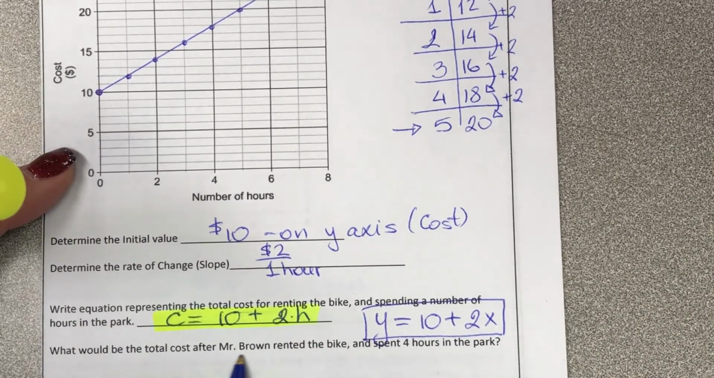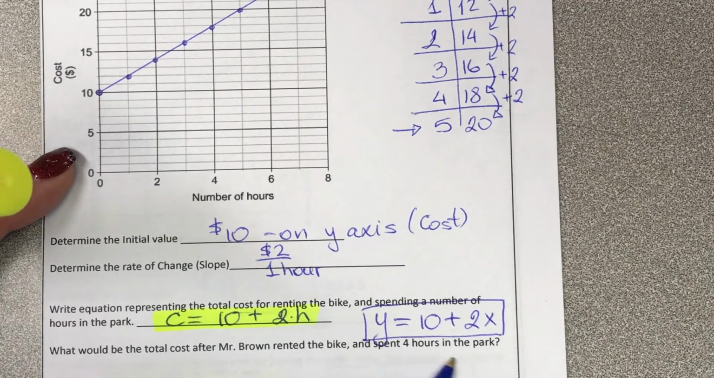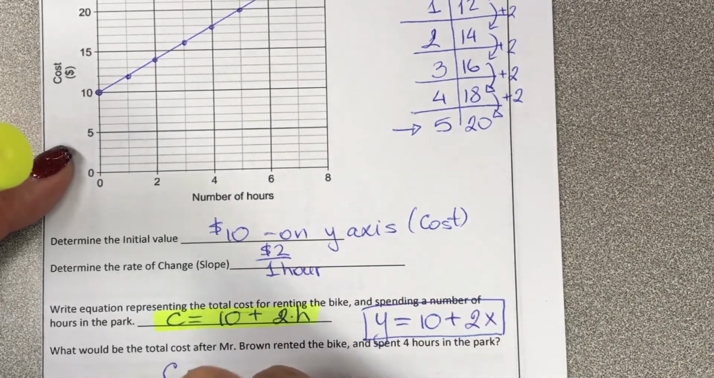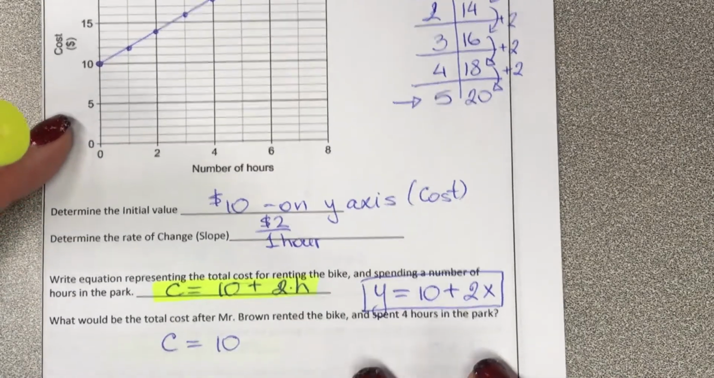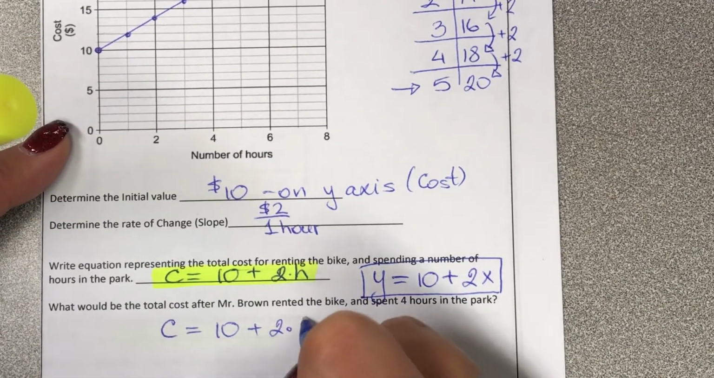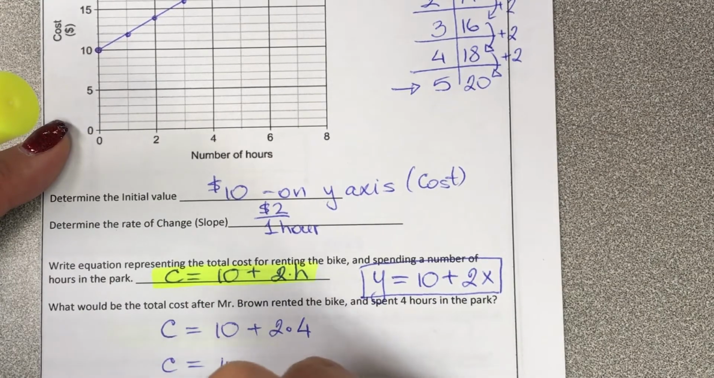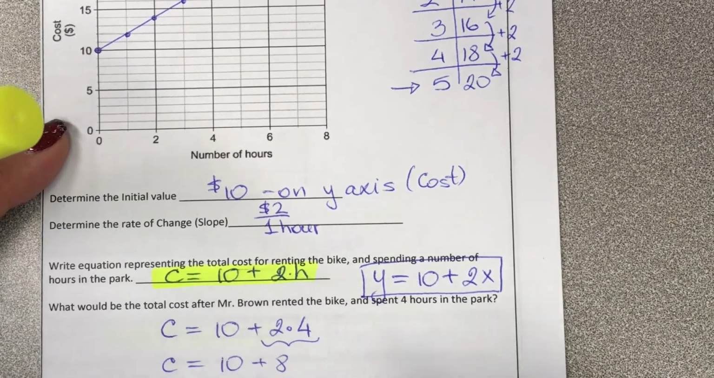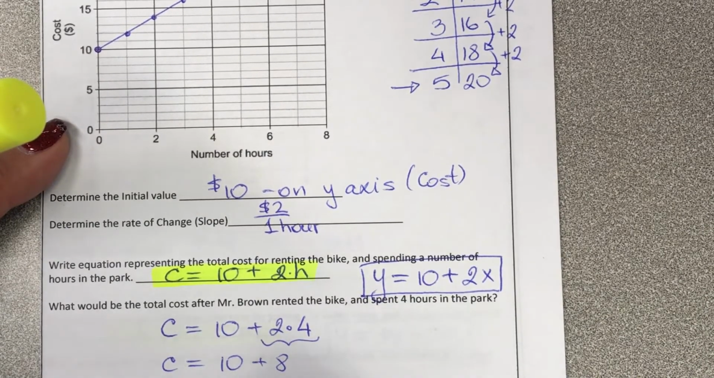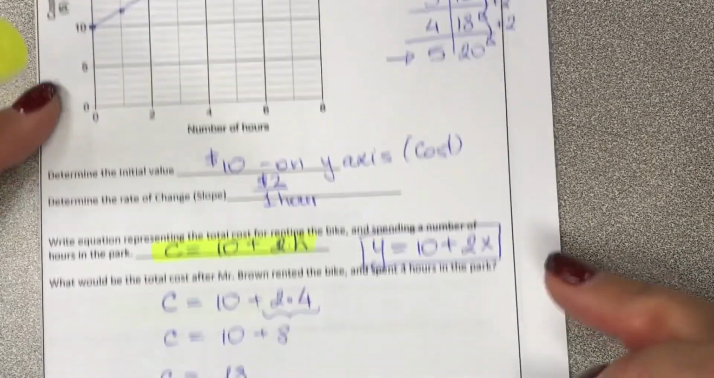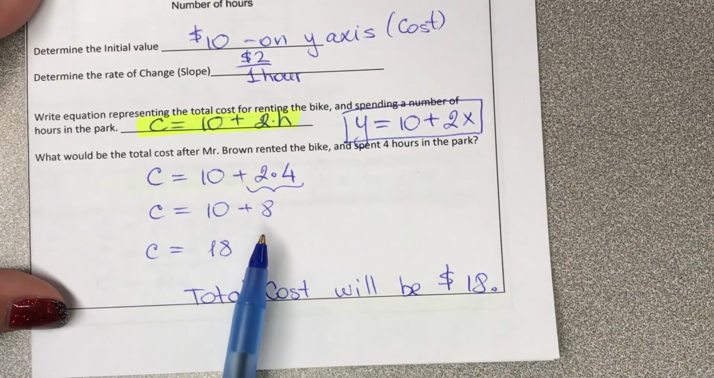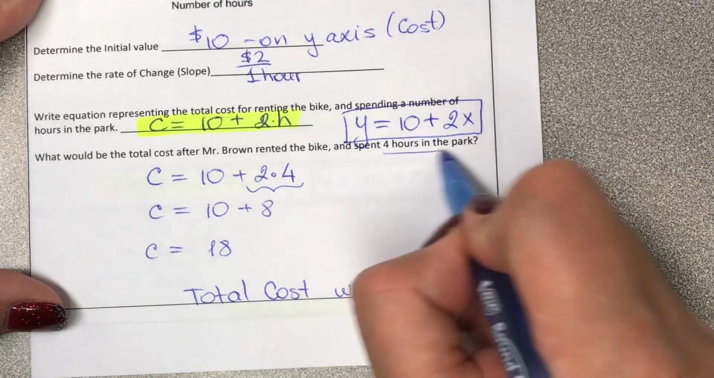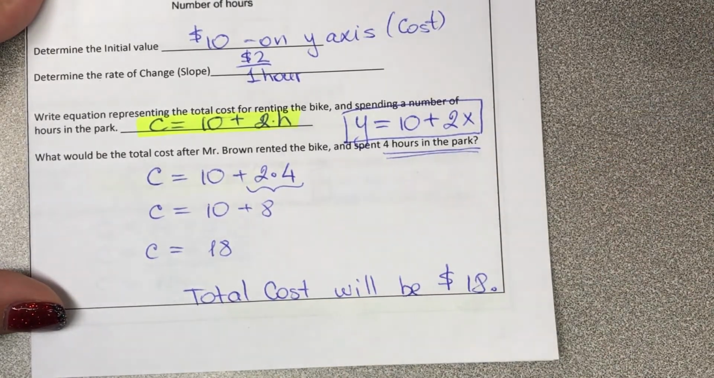So what will be the cost after Mr. Brown rented the bike and spent 4 hours in the park? The cost will be the deposit plus 2 times 4. So that would be 10 plus 8, which will be $18. So the total cost will be $18.